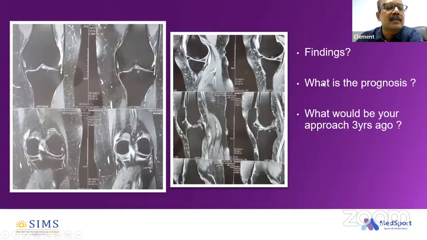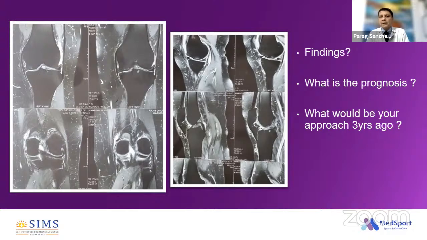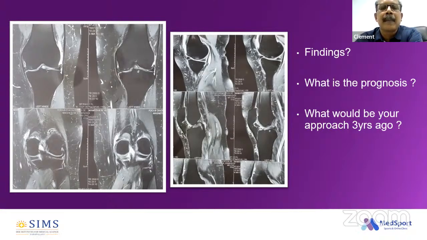I want to ask the panel, if you had seen the patient at this stage 3 years ago, what would be your advice for the patient? What is the prognosis of the lesion? And what kind of treatment would you do? So let's start with Raju. Your thoughts. So you have 3 years ago, when the patient had just the onset of symptoms with varus deformity. Yeah, and this patient did not have a root tear on MRI at that point of time.